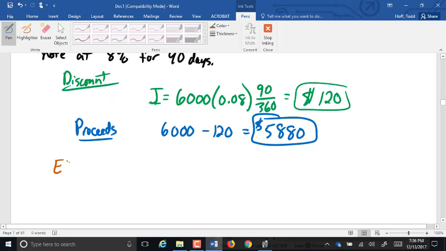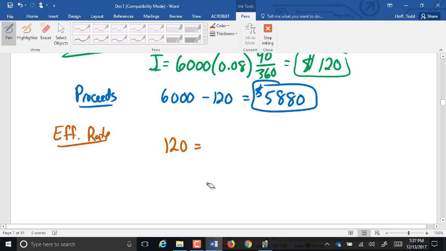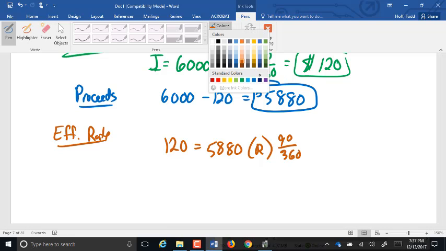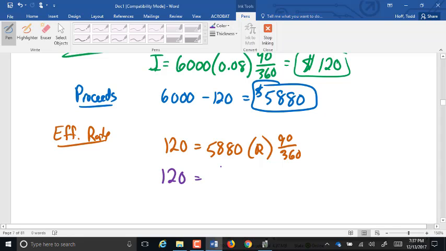So the effective rate, yes, use I equals PRT. Discount is our interest, 120, but instead of 6,000, we use our proceeds of 5,880. We're looking for a rate, and it's still 90 over 360. So we're going to combine the 5,880 with the 90 over 360, which is what, 1470?